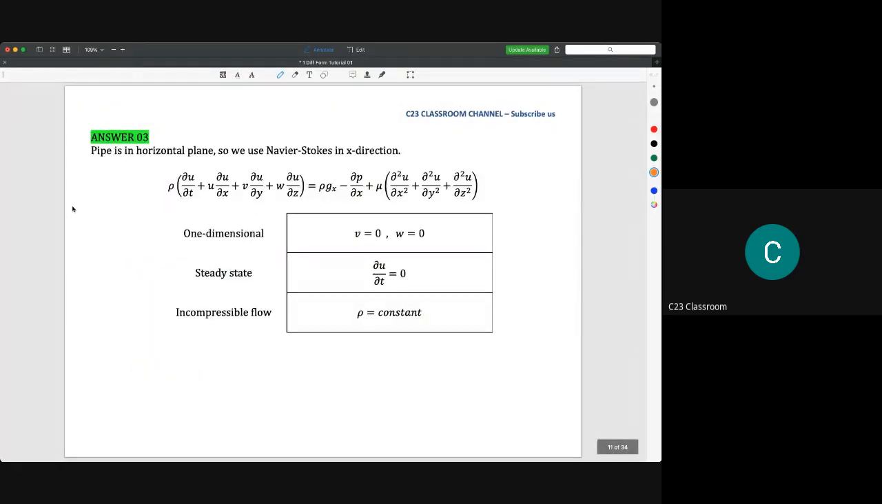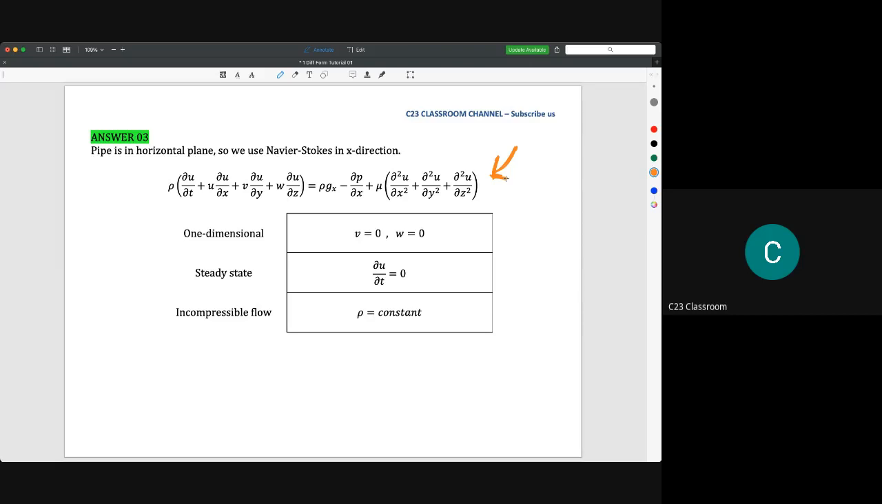Okay, so let's say we start with the x direction. So we write down the Navier-Stokes equation in x direction. So this is the Navier-Stokes equation in x direction. I hope you could remember this. And then second step, we make assumption based on the question, and we hope that this assumption could help us to reduce the terms in Navier-Stokes equation.